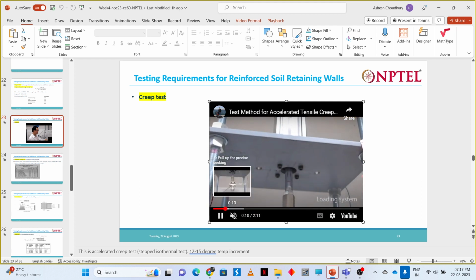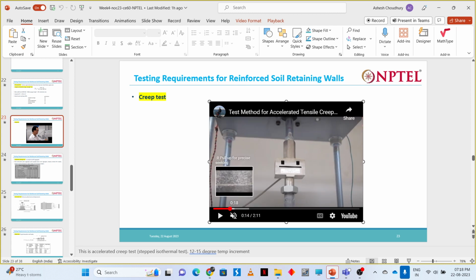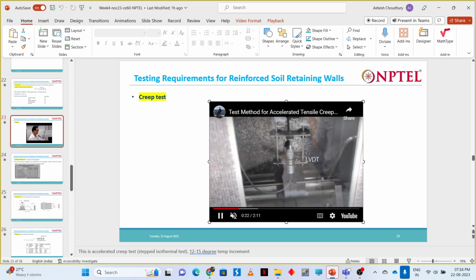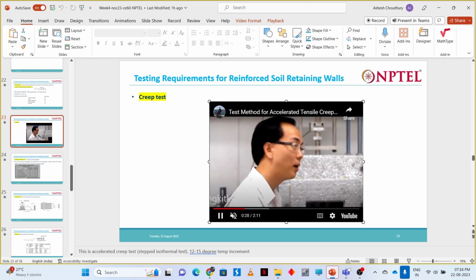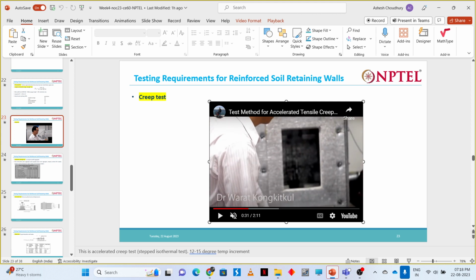So this is the video for creep testing. This is the load cell that is used to give the constant loading onto the geosynthetic. Then we have this LVDT that measures the strain, or the displacement, in the reinforcement. That is placed inside this closed chamber, which is thermally controlled. This video is about the accelerated tensile creep test.